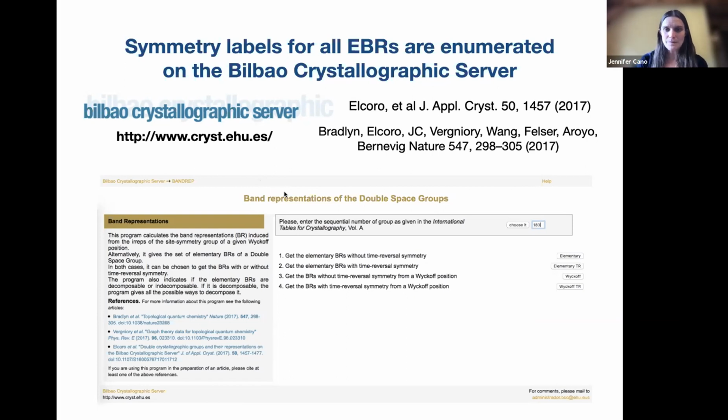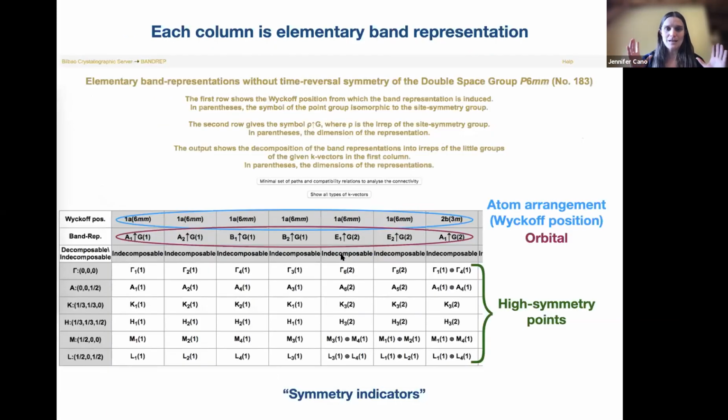You can go to the website, you can enter a space group number, and then you can click on one of these tabs to get the band representations with or without time reversal. And then when you click on it, you get a table like this. And how do I read this table? The first row is a Wyckoff position. So that's what this 1A means. And then there's 2B and the table keeps going.